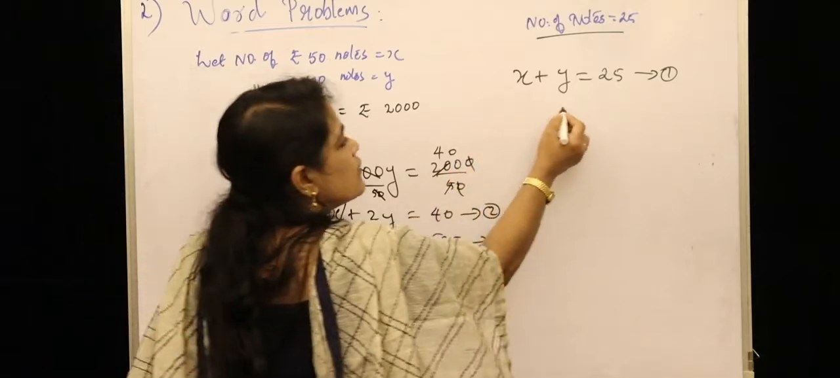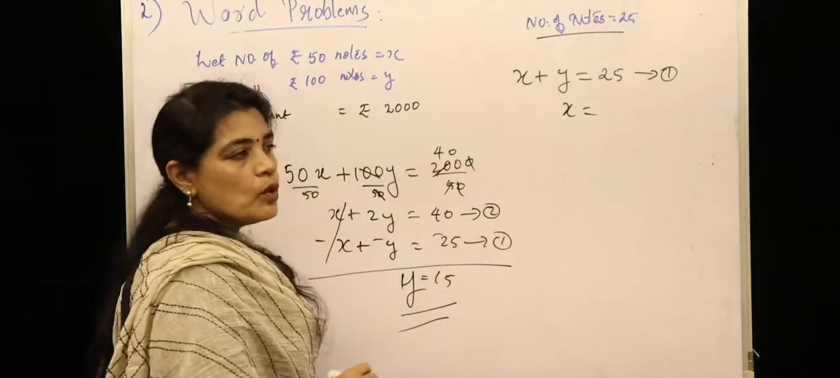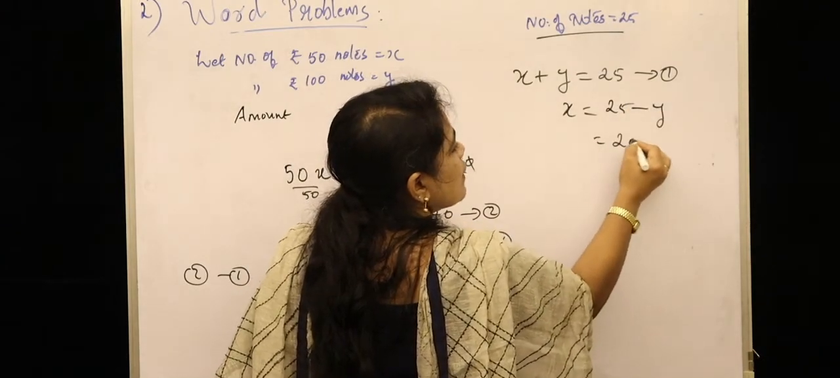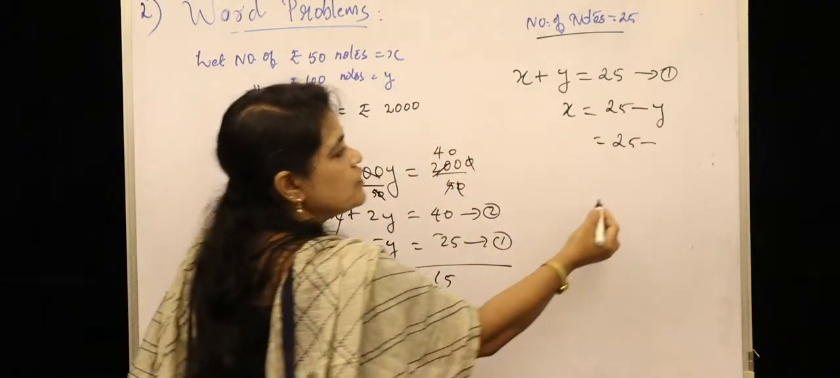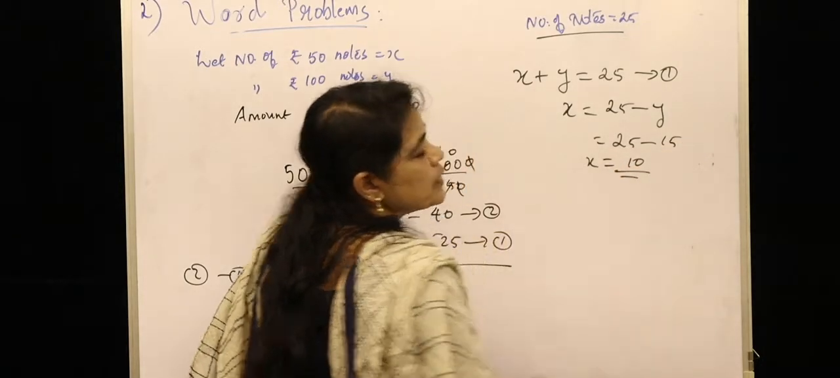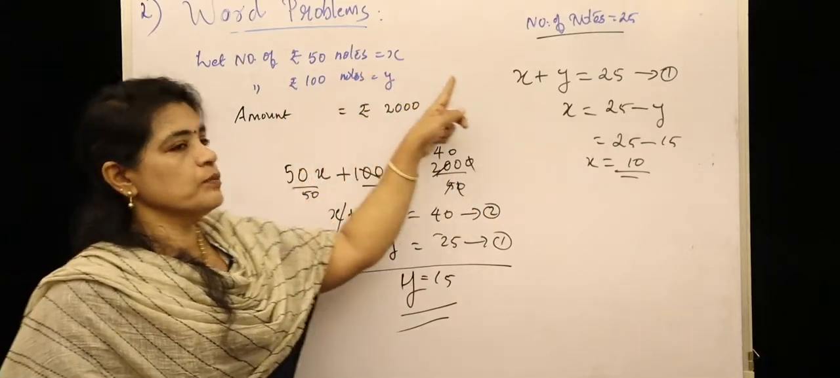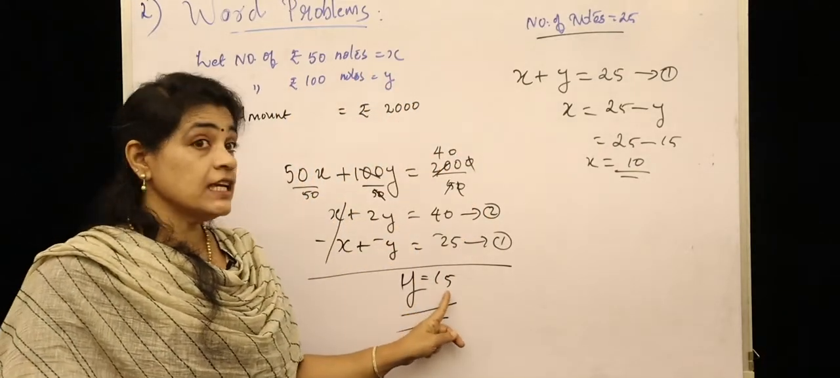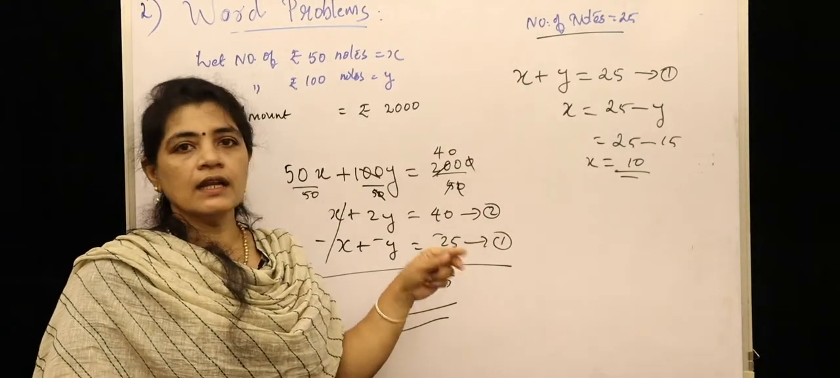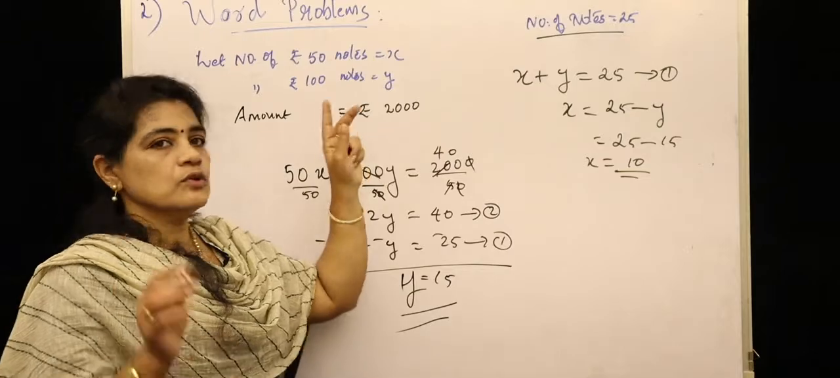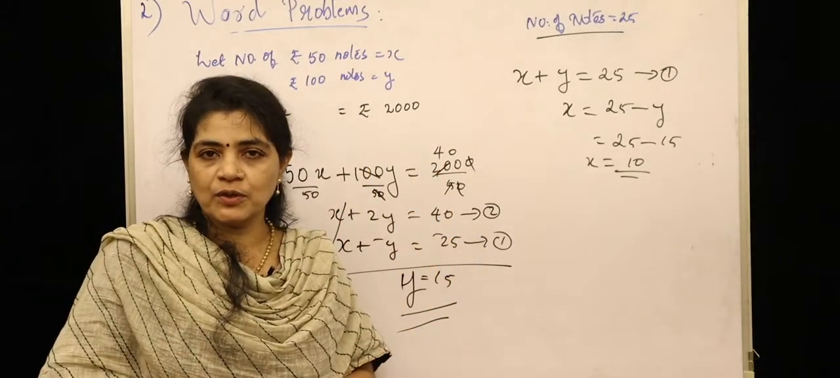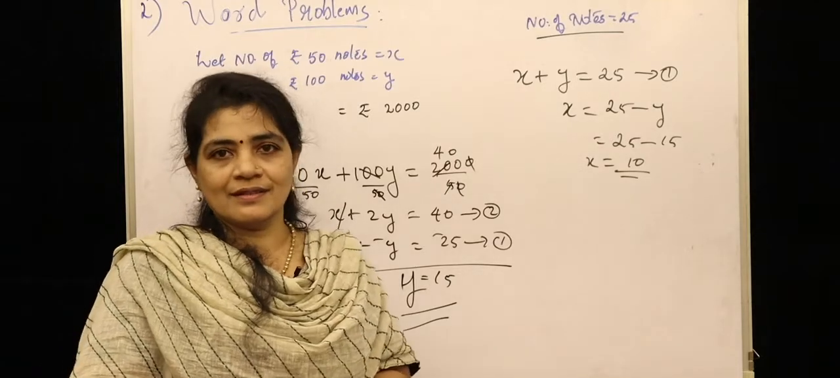And that you will get from here: x is equal to 25 minus y. That is 25, y we got here as 15. That is, she has 10 50-rupee notes. X we have taken for 50-rupee notes, and 15 100-rupee notes. So all together she will have rupees 2000. This is the way to get the number of 50-rupee notes and 100-rupee notes.